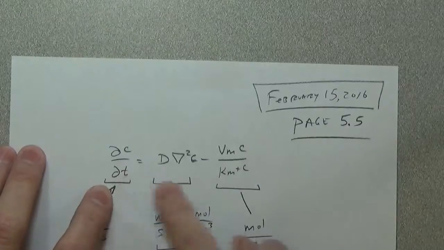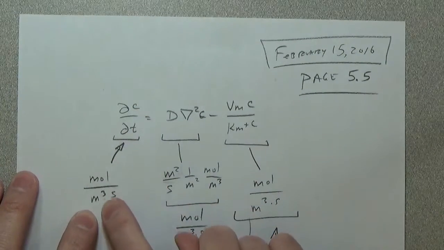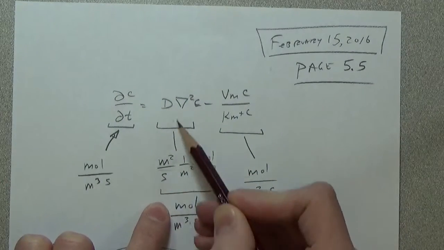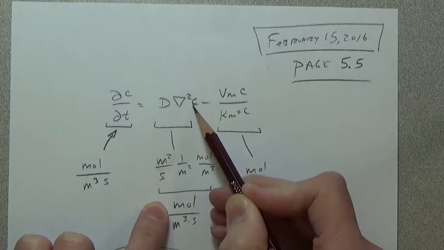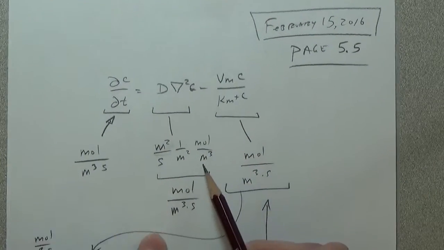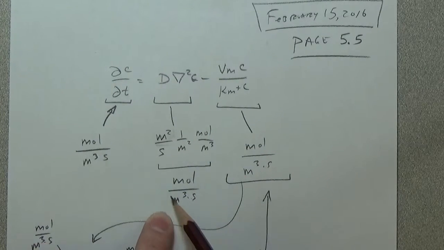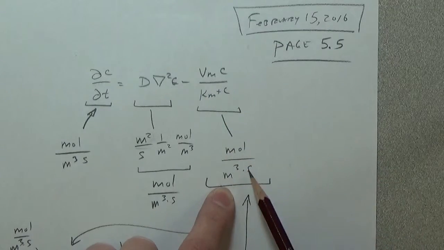So we had this expression, right? Well, if you look at this, this has units of mole per meter cubed second. This has units of meter squared per second for D, and then this has units of 1 over meter squared. This has units of mole per meter cubed, which means this first term has units of mole per meter cubed second, so those agree. And that means this also has to have units of mole per meter cubed second.